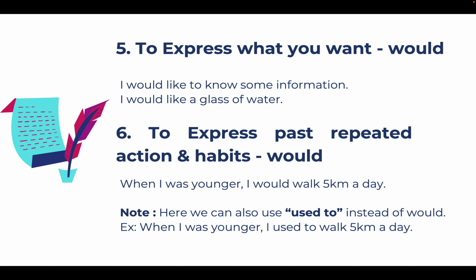And the other thing is, to express past repeated actions and habits we use would. For example, when I was younger, I would walk 5 kilometers a day. So in the past I was able to, but now we are not doing this. The same sentence we can also say using the phrase used to: when I was younger, I used to walk 5 kilometers a day. So these two sentences are the same. Either we can use would or we can use used to.